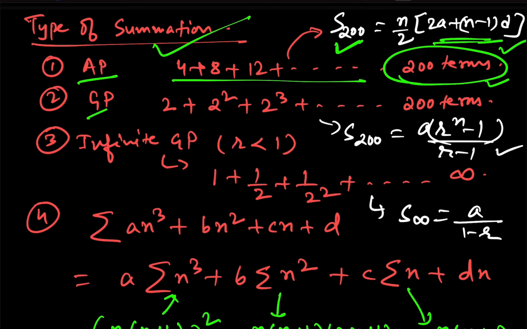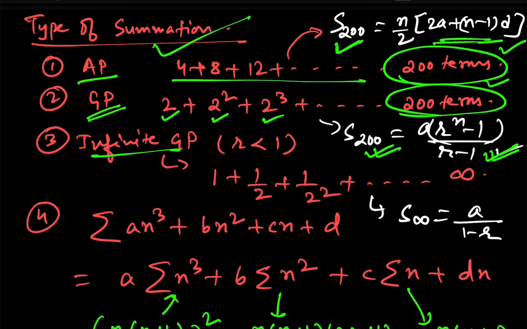Then the second is the GP. If there is a series in GP, where the first term is 2, the common ratio is 2, and it keeps on increasing till 200 terms, you can apply the result of summation of GP terms. You can use this formula and get the result. This also I have explained in my geometric progression video.